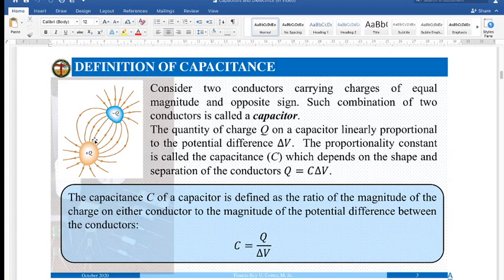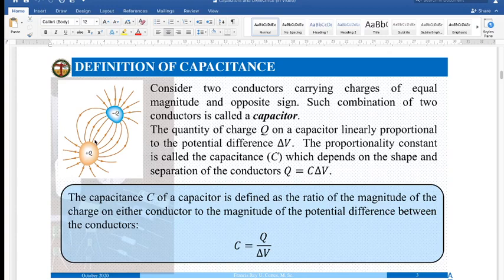Generally, our capacitance is dependent on the shape of the conductors, or even the geometry of the conductors. Whether it is parallel plate, spherical, cylindrical, and so on. So basically, our capacitance generally depends on the geometry of our conductors.